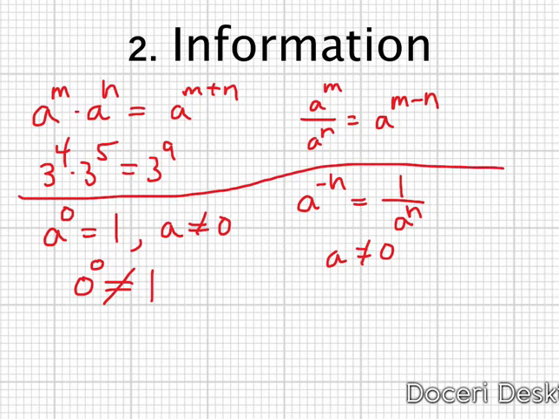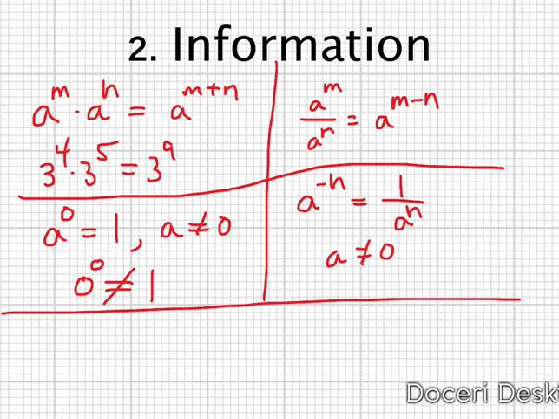So let's see. We have 4 properties so far. We got 5 more to go. So real quick, the next property that we talked about was the power raised to another power. So my first power is m, and I raise that to another power, n. If I expand that out, let's say it was 3 squared raised to the third.